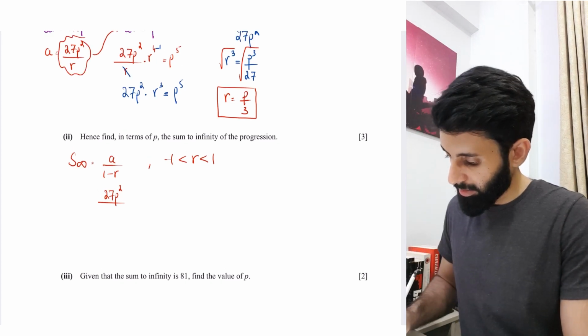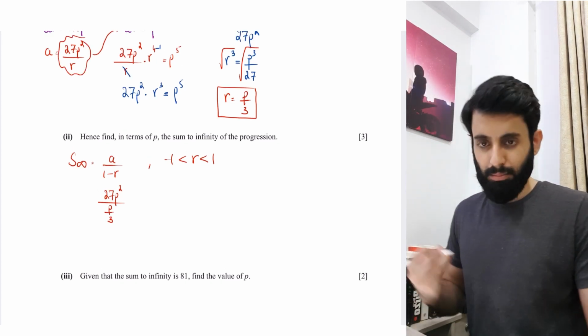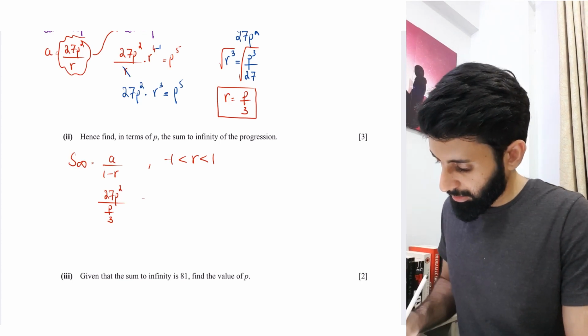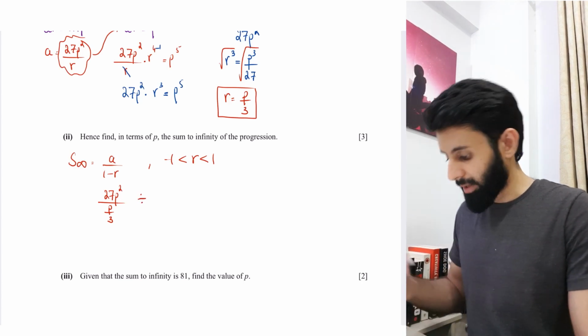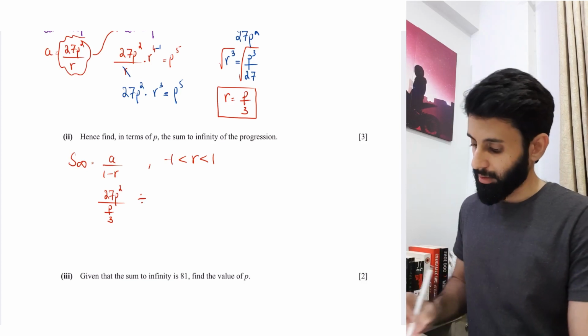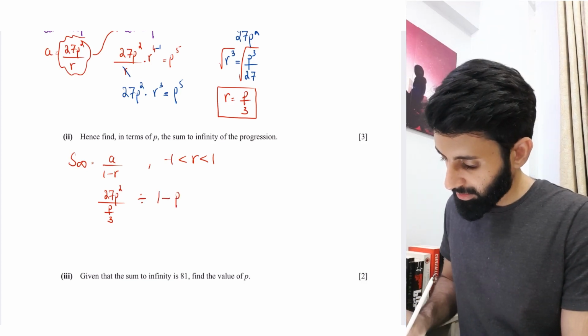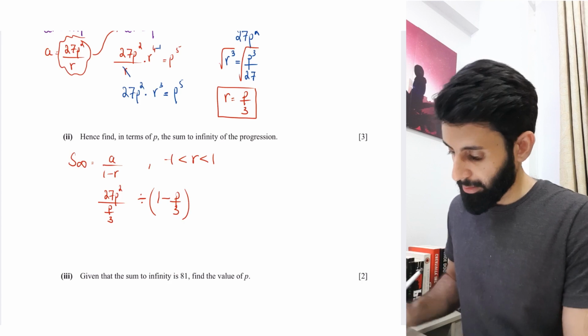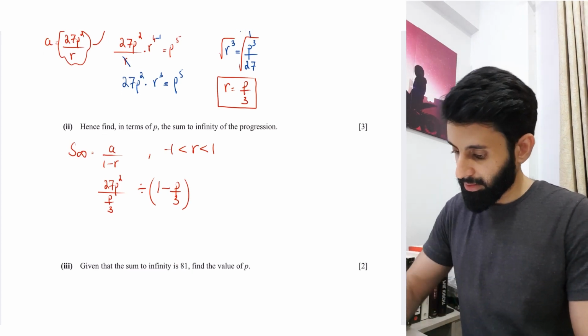Now that we know what r is equal to, I'm going to replace it by p upon 3, and then this is basically divided by, the reason why I'm writing it separately is because we're going to end up with a fraction in the denominator also, 1 minus r, that means 1 minus p upon 3, and I'll just make a bracket here.